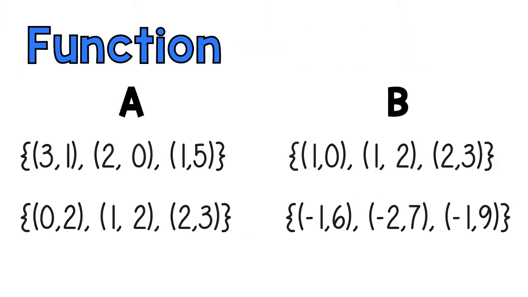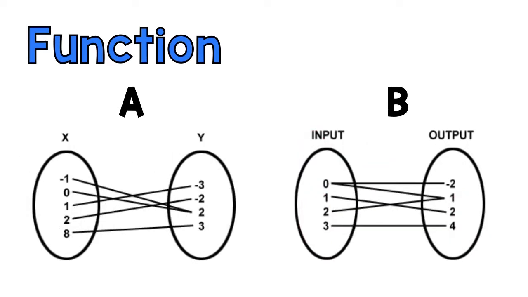So looking at these examples, group A is a function because there are no ordered pairs that have the same first component, unlike in group B, which has 2 number 1 and 2 negative 1 as the first component. The same goes for map A and B, and table A and B.